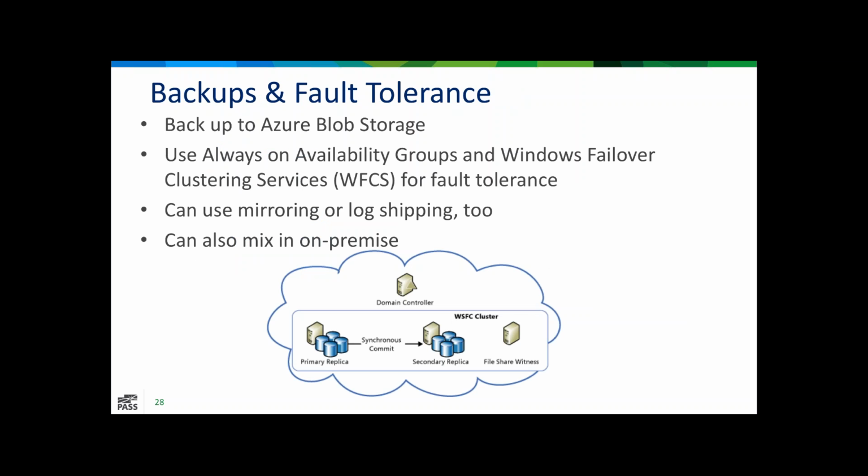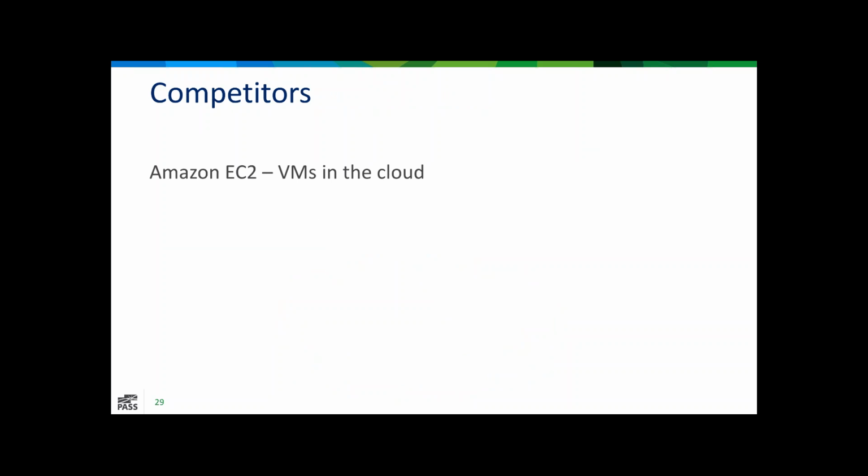And like I said, we can use Always On availability groups. We can use mirroring and log shipping. We can mix it with on-premise. Very, very, very powerful, very flexible. And then the competitor to Azure virtual machines is Amazon EC2. And chances are, I told you about Amazon S3 and I told you about Amazon EC2. Those are by far the two most popular services in Amazon.